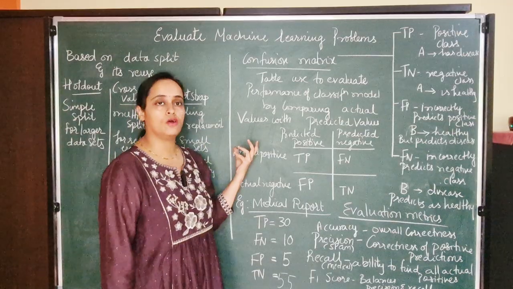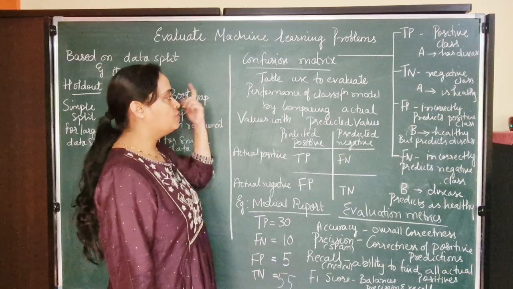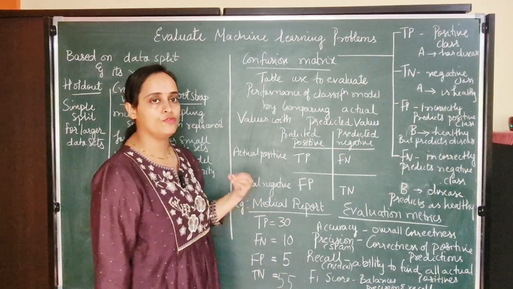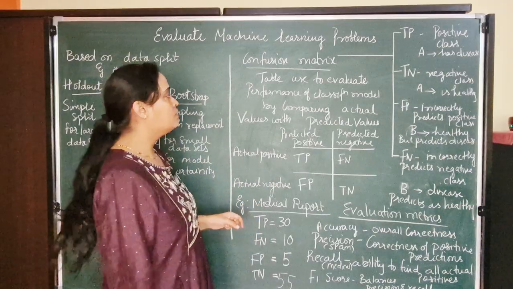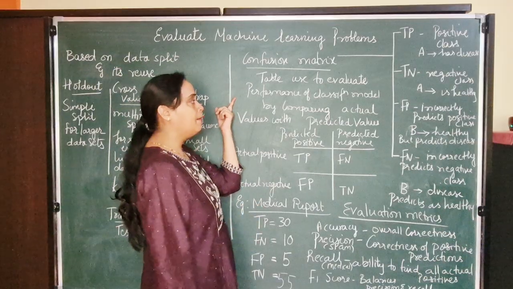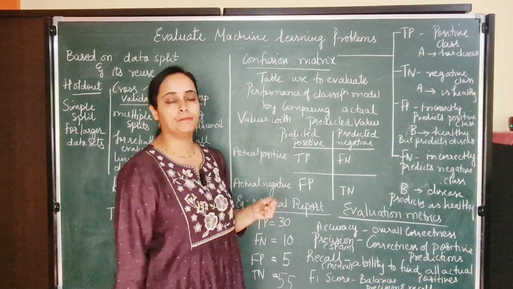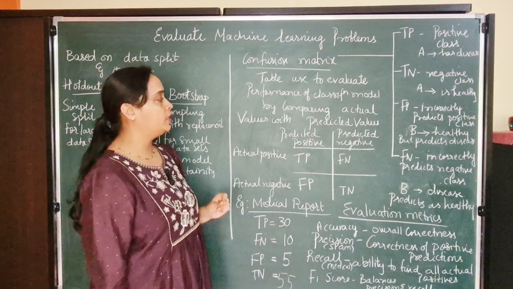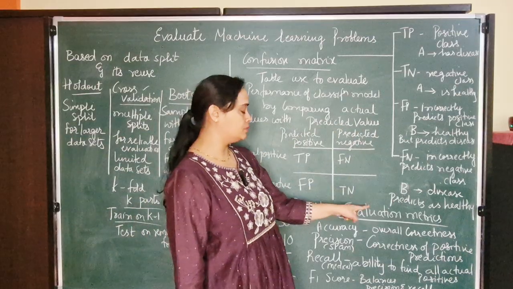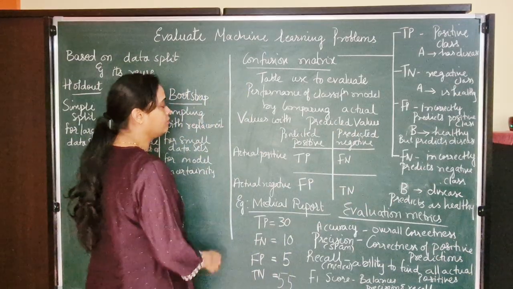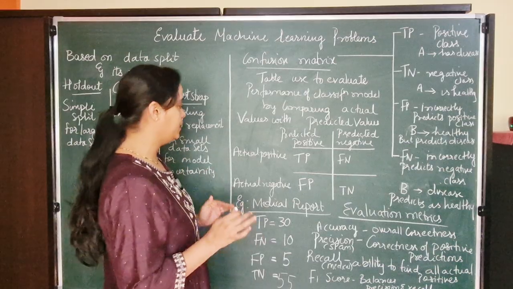Next, a very important concept when it comes to the problem is the confusion matrix. So we should understand what this confusion matrix is. This confusion matrix is nothing but a table which is used to evaluate the performance of a classification model by comparing the actual value with the predicted value. This is the format of the confusion matrix. We are comparing two different values, that is actual value and predicted value.